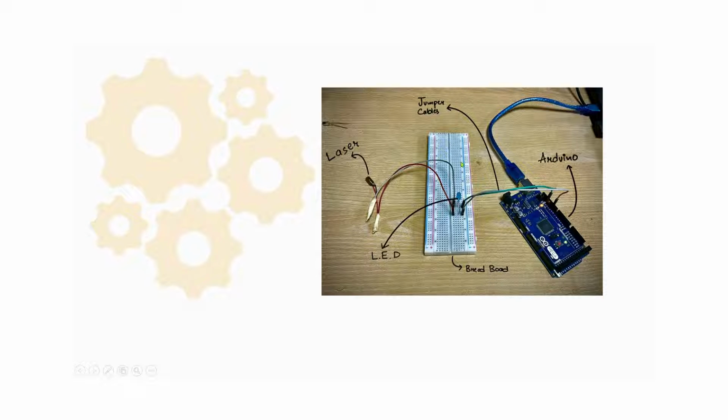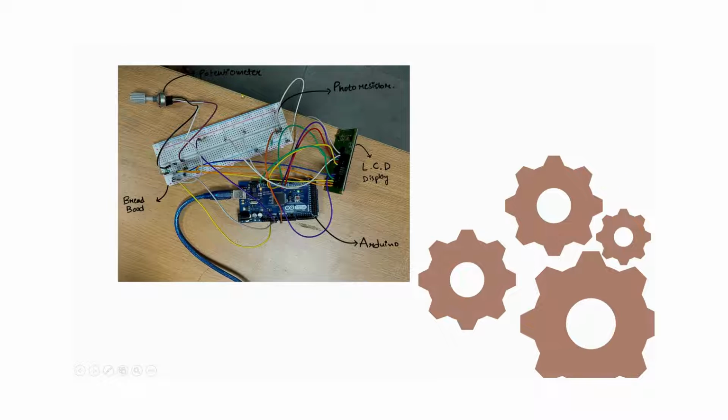As you can see, we have assembled the breadboard, which here is the breadboard, here's the Arduino, here is the LED, this is the laser, these are the jumper cables, and here you can see a potentiometer. This is the photoresistor, this is the LCD display on which the output is displayed. This is the second Arduino, and this is the breadboard.